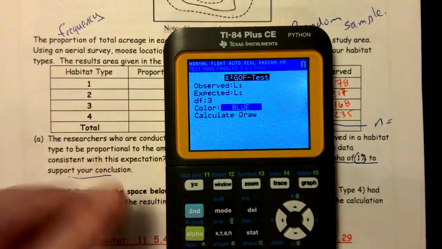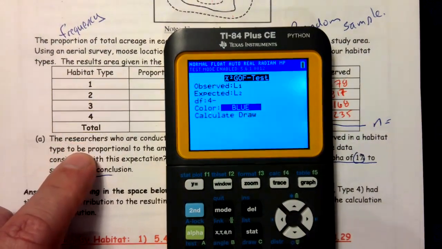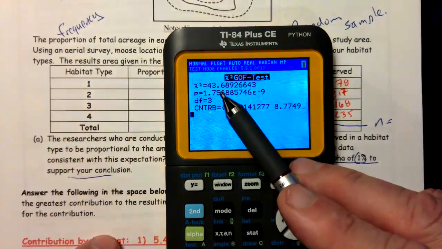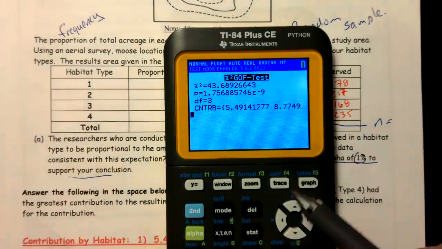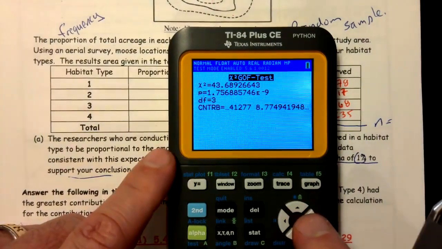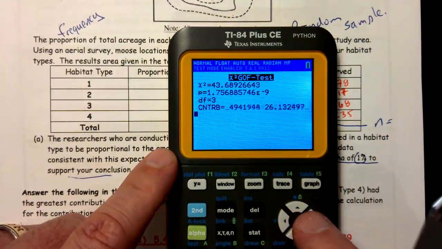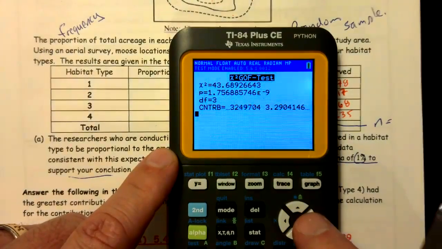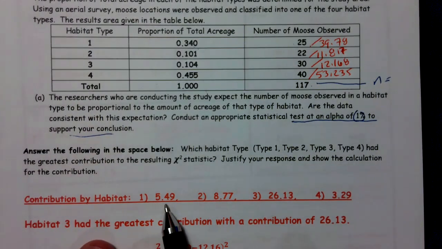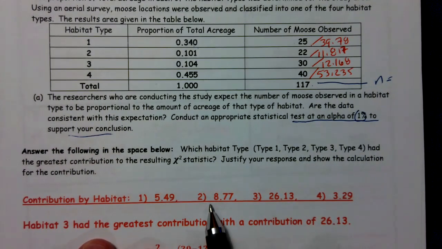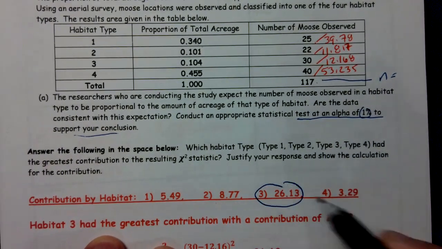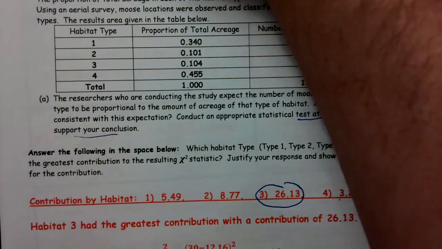L1, L2, our degrees of freedom are 1, 2, 3, 4 categories minus 1. And what we care about this time is not the chi-squared or the p-values. We care about the contributions. So I have a contribution of 5.49, 8.77, 26.13, and 3.29. So my contributions by habitat: habitat 1 was 5.49, 2 was 8.77, 3 is definitely the largest at 26.13, and then 4 is 3.29.